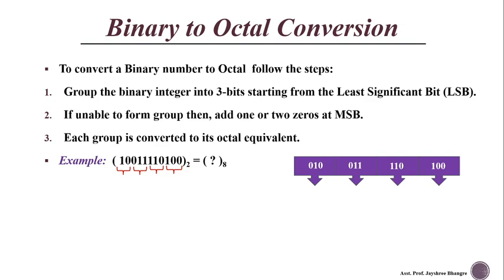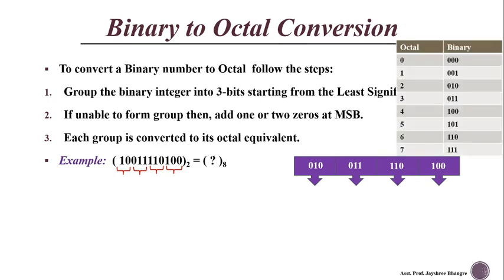So now we have to convert each group into its equivalent octal number. This is the table I have shown over here. These are the octal numbers and these are their binary equivalents. So the first group is converted to number 4. The second group, that is 1 1 0, is nothing but a 6. 0 1 1 is 3 in octal and 0 1 0 is nothing but 2 in octal. So to get the answer, we collect these numbers and we can write this given binary number is equal to 2364 in octal number system.